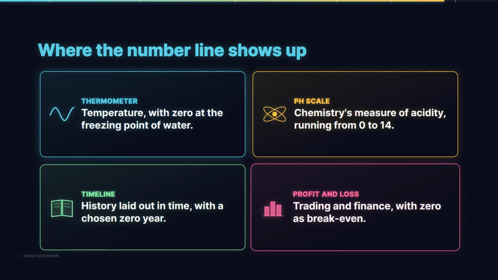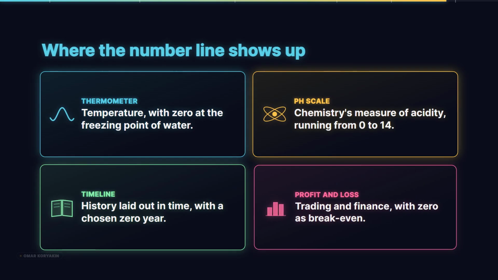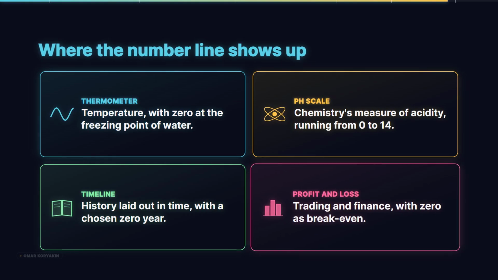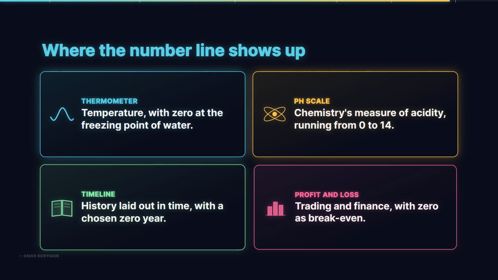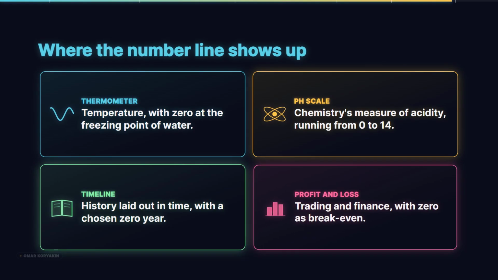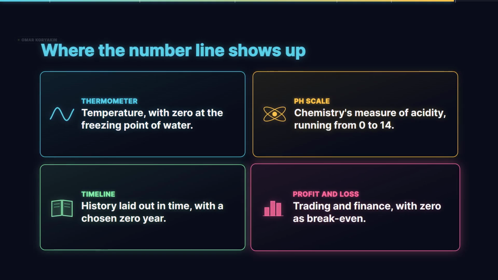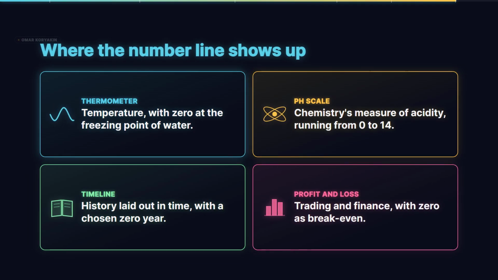In finance, profit and loss are tracked on a number line centered at 0. 0 is the break-even point. A position to the right means profit. A position to the left means loss. The distance from 0 tells you how big the gain or how big the loss is. A trader staring at a daily returns chart is reading a number line. Same line, different name, same logic.